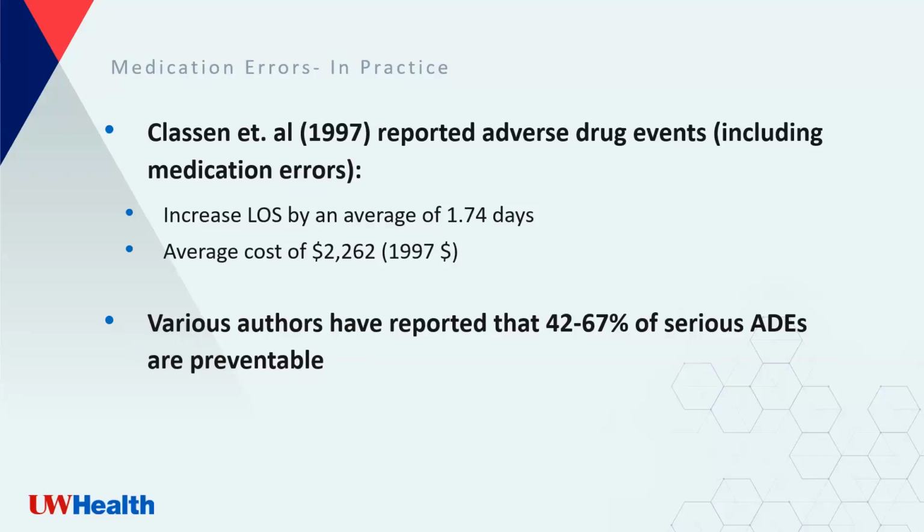Back in 1997, Klassen and group reported adverse drug events, including medication errors, increased the length of stay by an average of 1.74 days and have an average cost in 1997 of $2,262. We know that that's at least that today as far as length of stay, and of course the average cost has gone way up. And then various authors have reported that 42 to 67% of the serious adverse drug events are preventable.